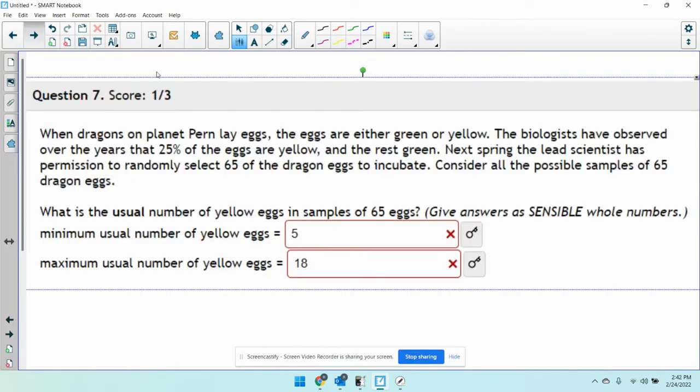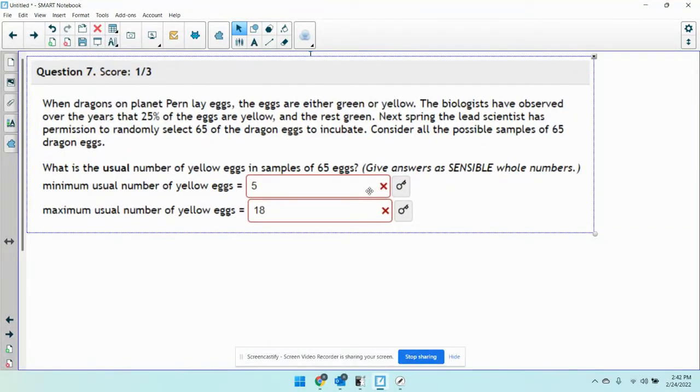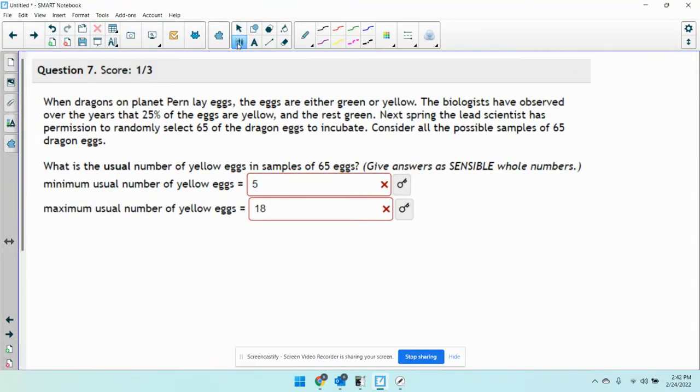Okay, so that's a different question. It says here for number 7, when dragons on planet Pern lay eggs, the eggs are either green or yellow. The biologists have observed over the years that 25% of the eggs are yellow, rest are green. Next spring, the lead scientist has permission to randomly select 65 eggs, consider all possible samples. What is the usual number of yellow eggs in a sample of 65?